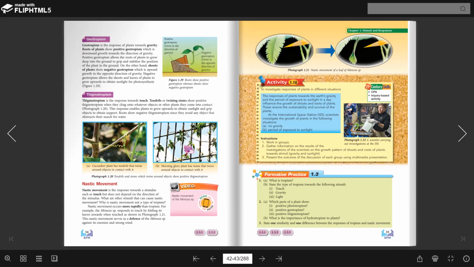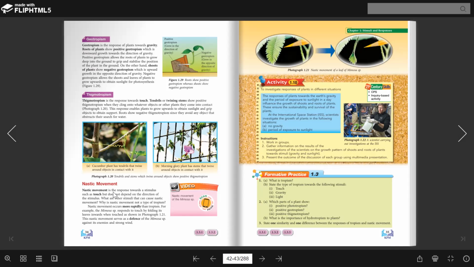Here you can see, for example, the morning glory plant has a stem that twines around the object in contact with it. So it will coil around this fence. Why? This is to obtain more sunlight and grip the object to obtain support. Okay, can you understand? The next one is about nastic movement.